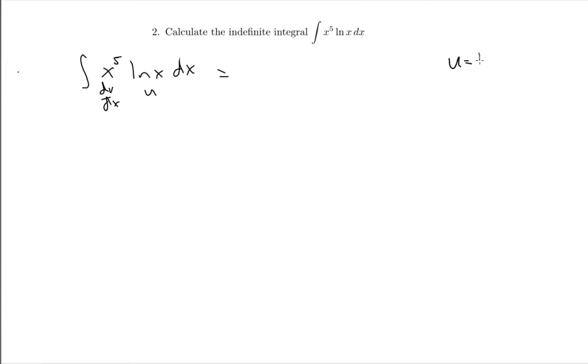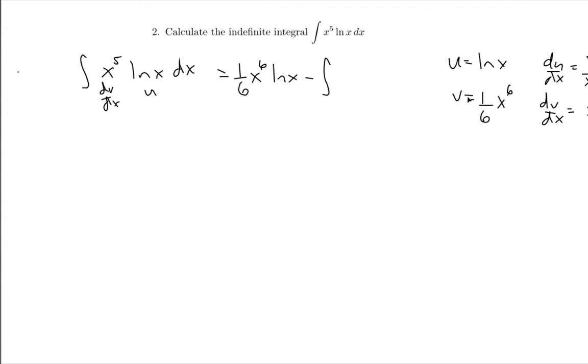So u, we know, is equal to ln x, which means du by dx is equal to 1 over x. We don't know v, but we know that dv by dx is equal to, by choice, x to the power of 5, which means v is 1/6 x to the power of 6, because it's the antiderivative of x to the 5. So now we have that u times v is 1/6 x to the 6 ln x minus the integral of v, which is 1/6 x to the 6th, times du by dx, which is 1 over x, and of course we have our dx for our integration.